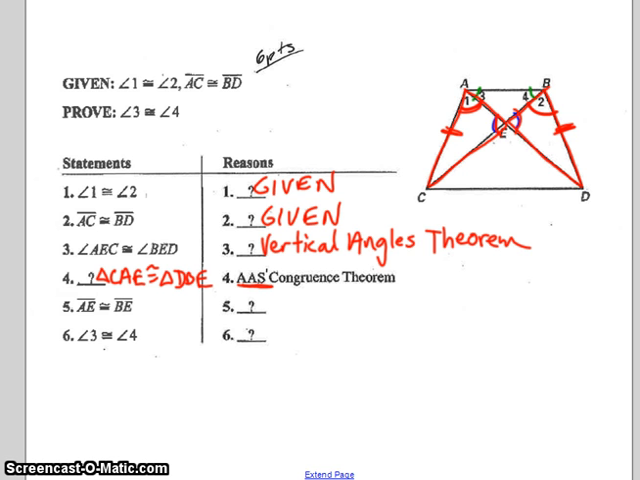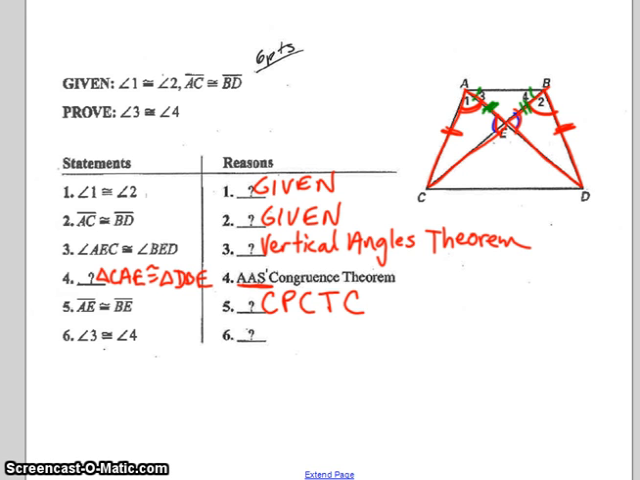Okay. Next statement says AE is congruent to BE. All right, how do we know that? Well, since they're part of the triangles we just said are congruent, we know that those sides are congruent based off of the reason of corresponding parts of congruent triangles are congruent.